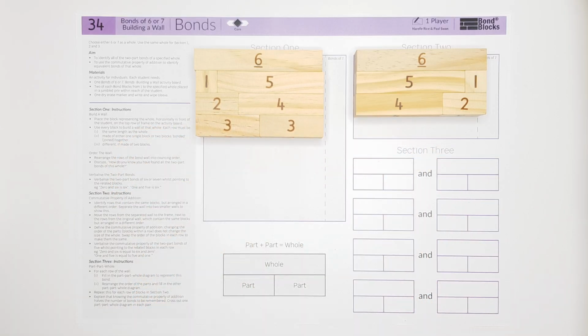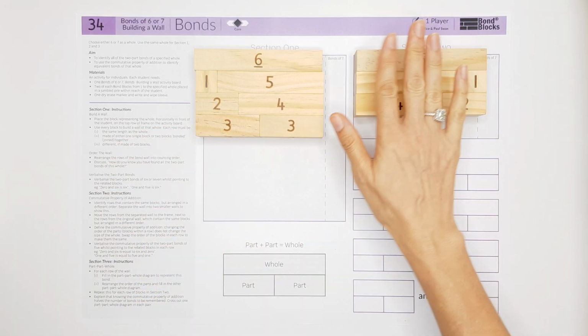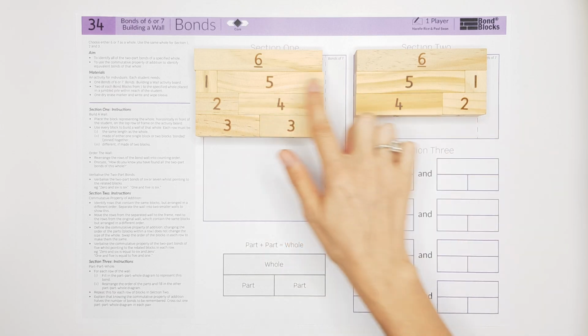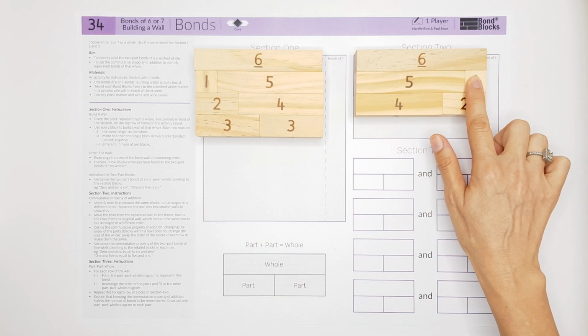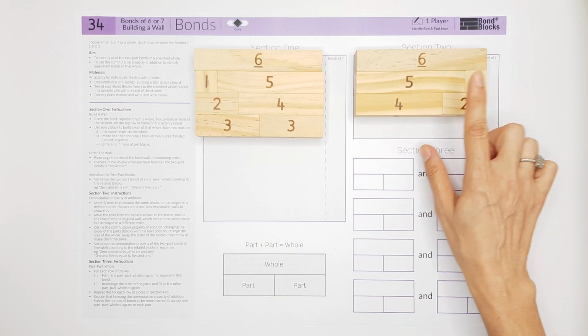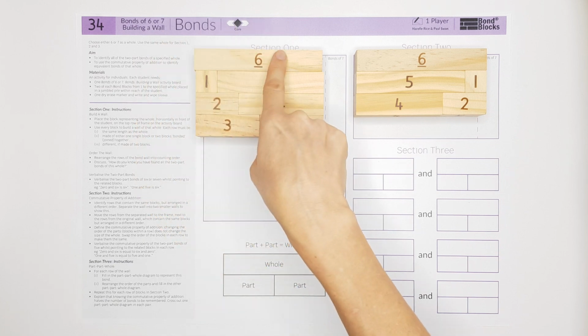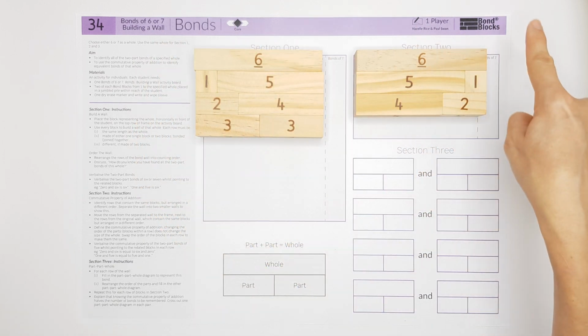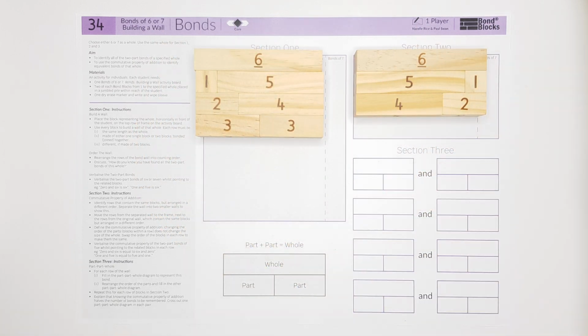Now it's your turn to split your wall, put the rows that are related using the commutative property next to each other, and then say the two-part bonds, remembering to touch as you say them.